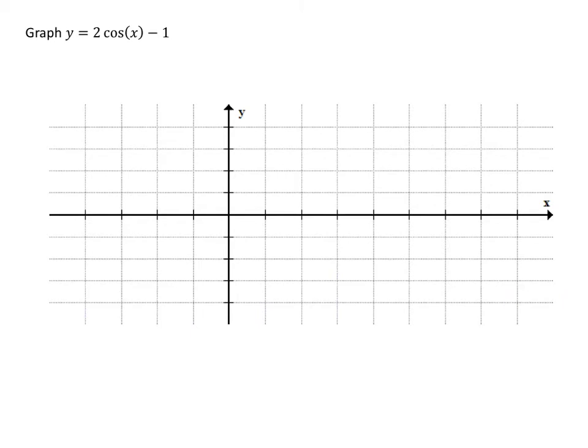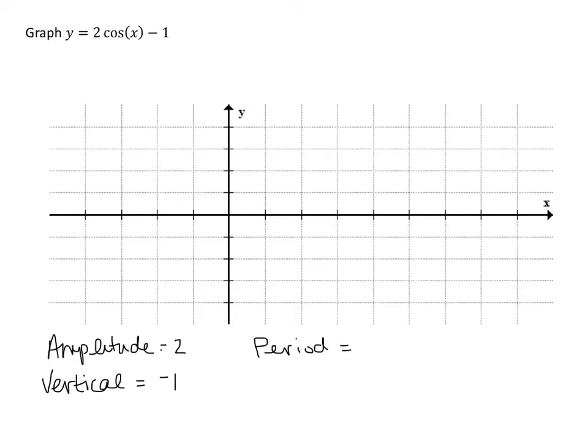So the first thing that I look at is the amplitude, and in this case, it's 2. Then I look at the vertical shift, and in this case, it's -1. Then finally, I look at the period of the graph. What I do is I take 2 pi over b. In this case, there is no coefficient on x. So b is 1, the period is just 2 pi.